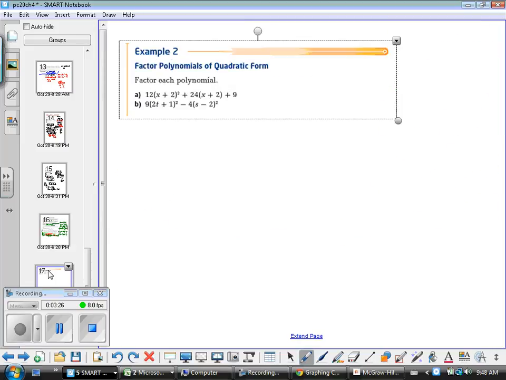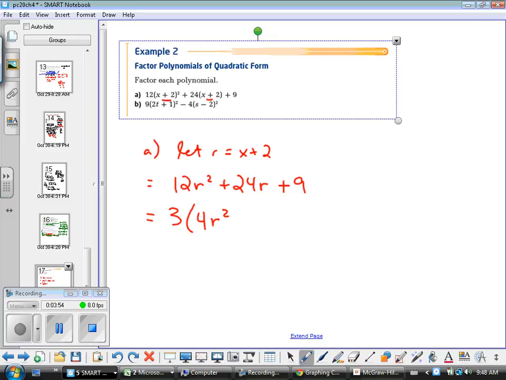Okay, so factoring polynomials of quadratic form, you can see here that x plus 2 is squared in that first part, and it's not squared. It's to the power of 1 in that second part. Okay, so what I'm going to do is let r equal x plus 2. And that just allows me to write it as 12r squared plus 24r plus 9. Okay, I will take out a factor here of 3. I always want to simplify things as much as I can by taking out any common factor. That allows me to deal with some smaller numbers, which I like to do.